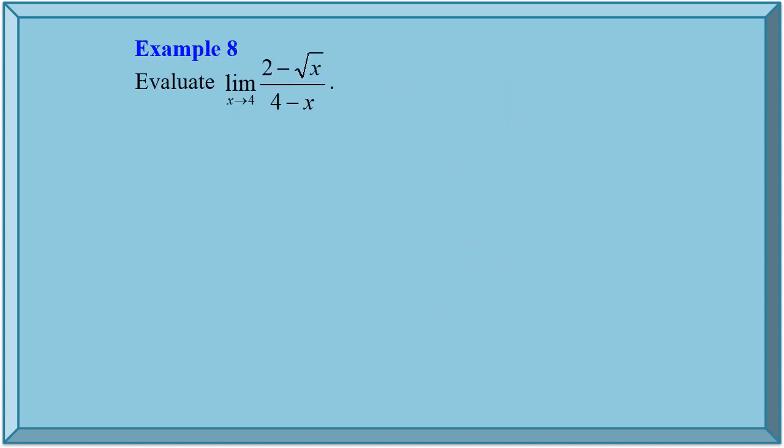Okay. Example 8. Okay, the last example. Evaluate the limit of (2 minus square root of x) all over (4 minus x) as x approaches 4. So if we substitute the value 4, we get 2 minus 2 over 4 minus 4, which is equal to 0 over 0. Right? Directly 0 over 0. Now, what we need to do, because we have 0 over 0 and we have a surd inside the function, we have to multiply with its conjugate.